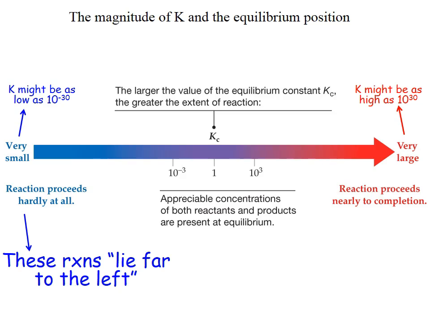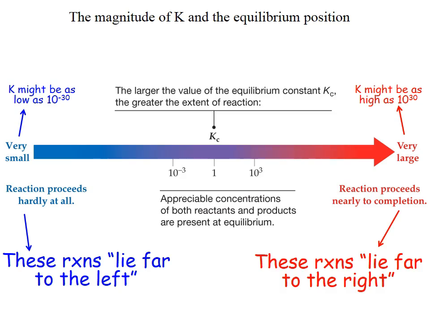Now, if you look on the right-hand side with the red, where the K value might be very, very large, again, K can be as small as 10 to the negative 30, but can be as large as 10 to the positive 30. And so that would be a 1 with 30 zeros after it. So that's a pretty large number. And what we say is that these reactions lie far to the right. And you can see just above that arrow that I drew, it says the reaction proceeds nearly to completion. So that means that at equilibrium you have almost exclusively products and no reactants essentially left at equilibrium.